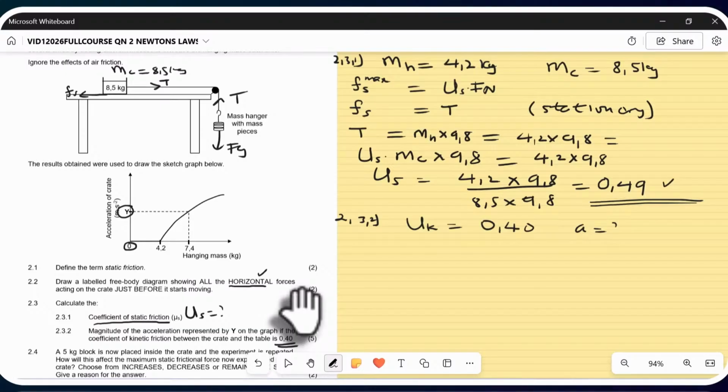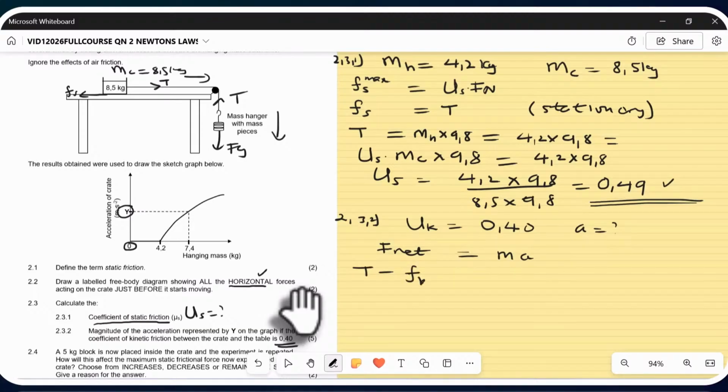F net equals ma. Now here, I'm going to get two equations: one for the hanging masses, which are moving downwards, and the other for the crate, which is going to the right. If I start with the crate, my tension T minus the kinetic frictional force equals ma, where this mass is the mass of the crate times acceleration.